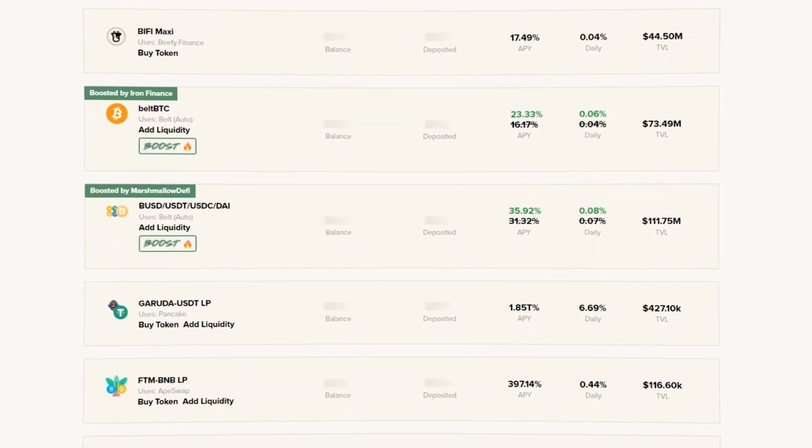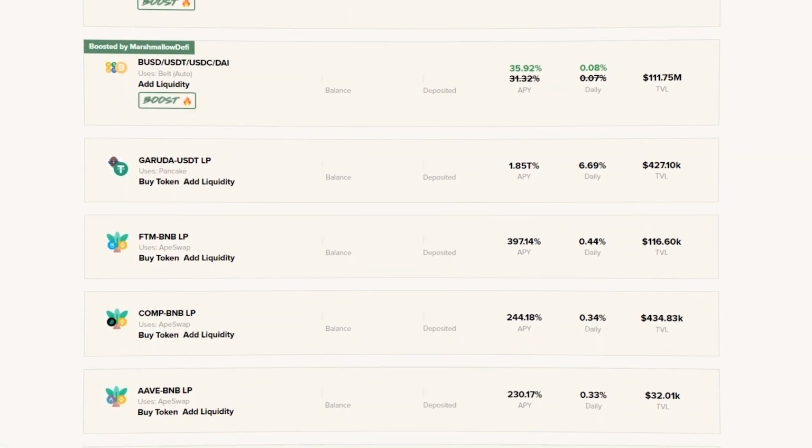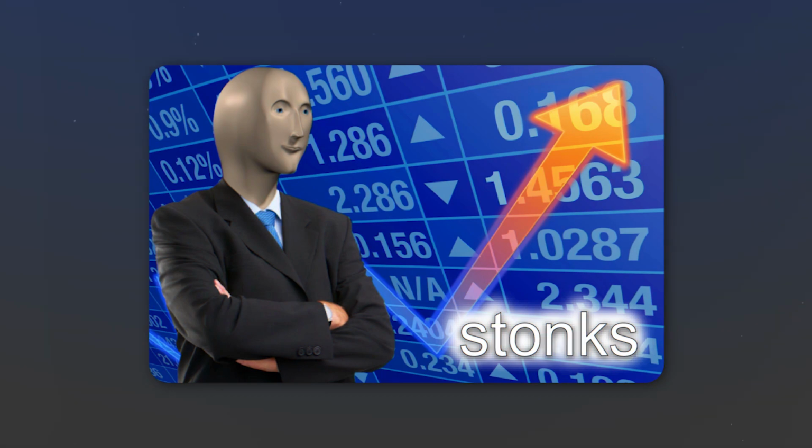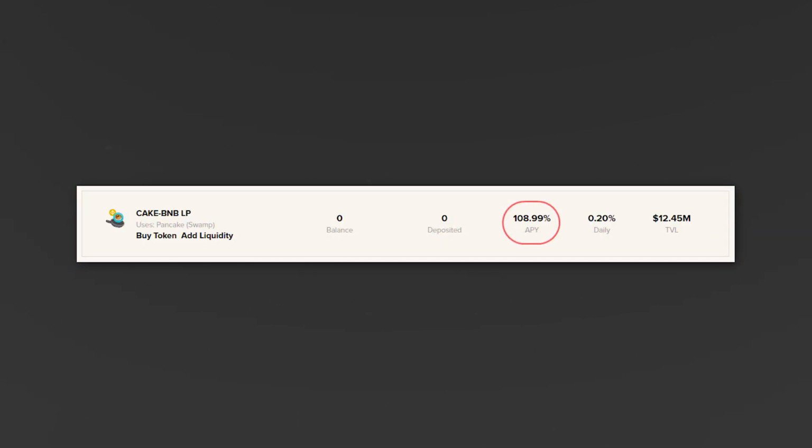BIFI is a tool for interacting with a huge number of pools of different projects. By investing with the help of BIFI, you will have a higher annual interest rate. For example, farming in the Cake to BNB liquidity token pool on PancakeSwap will yield you 56.3% annually. At the same time, when investing through BIFI, the annual return will be almost 109%.